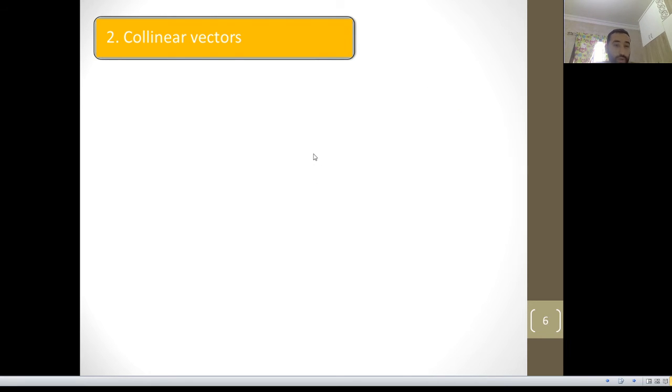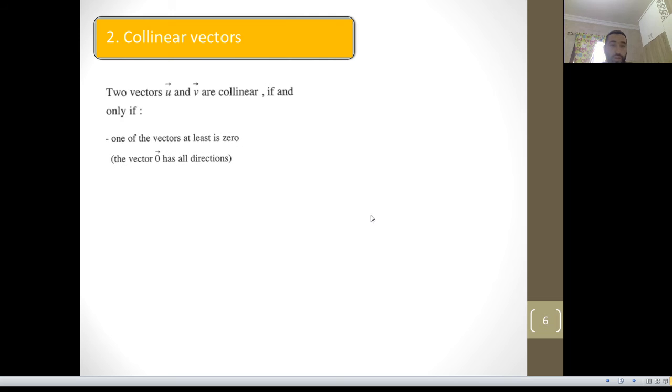هلا collinear vectors. What do you mean by collinear vectors? Two vectors U and V are called collinear if and only if one of the two vectors is at least zero.